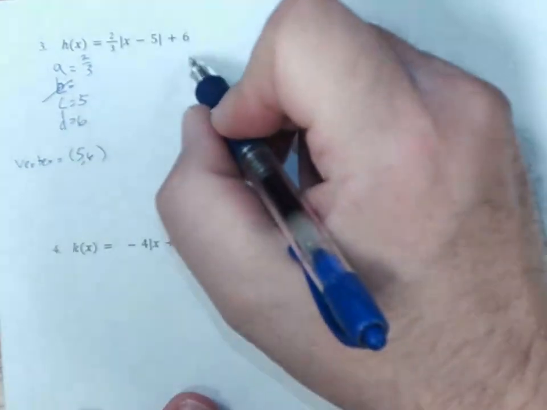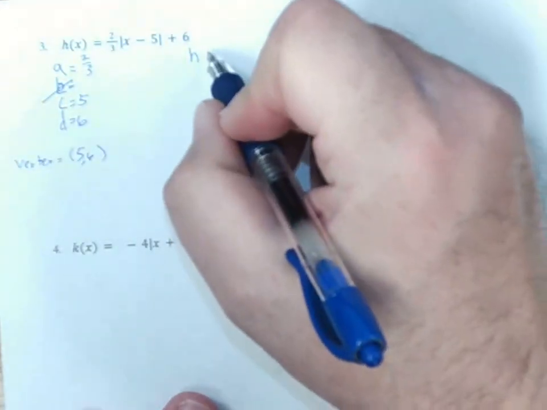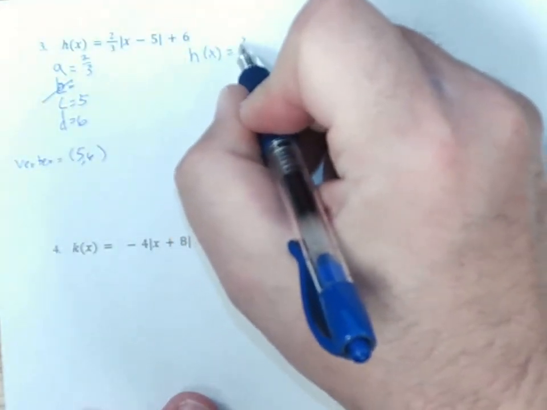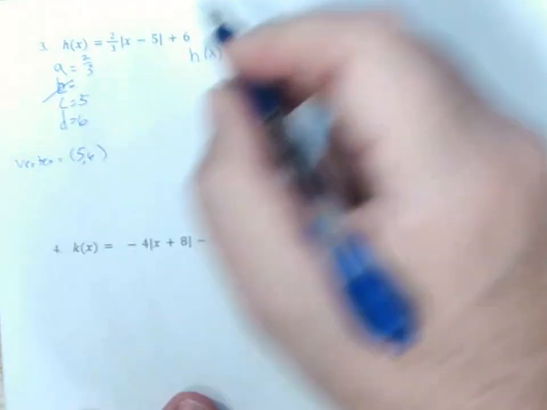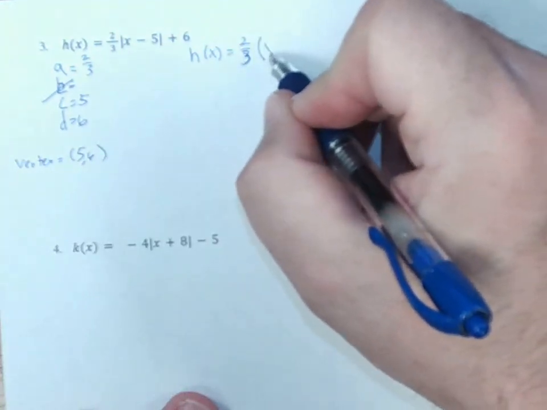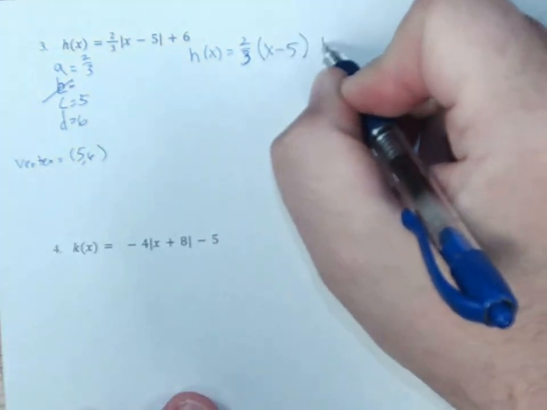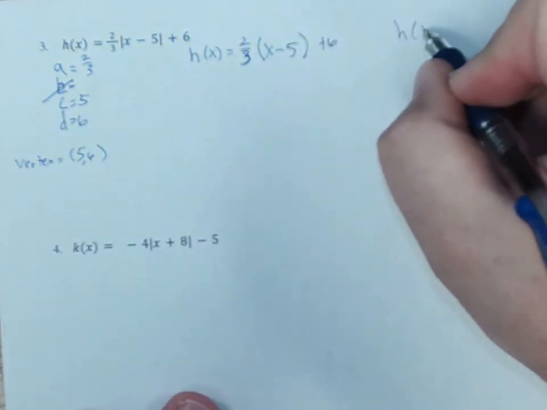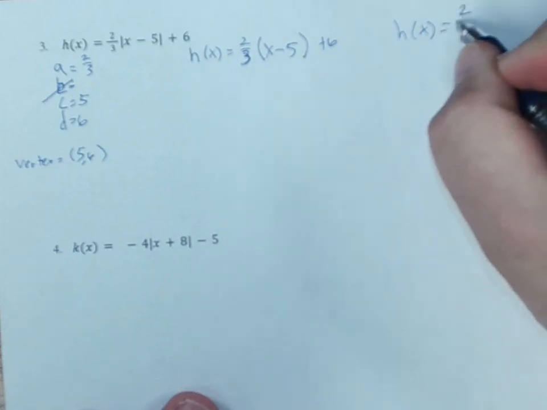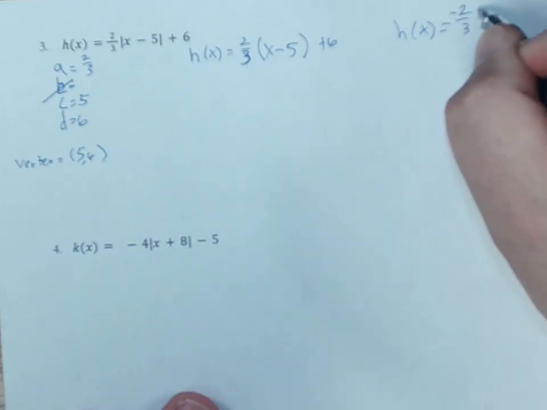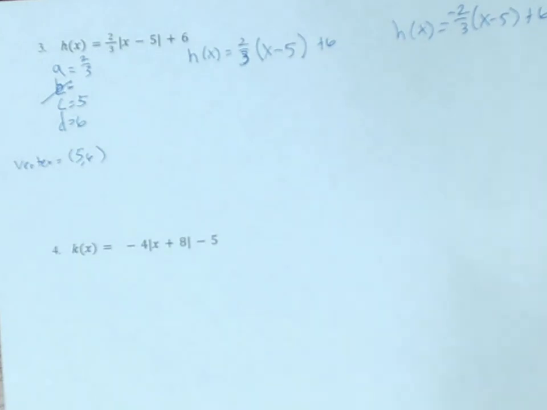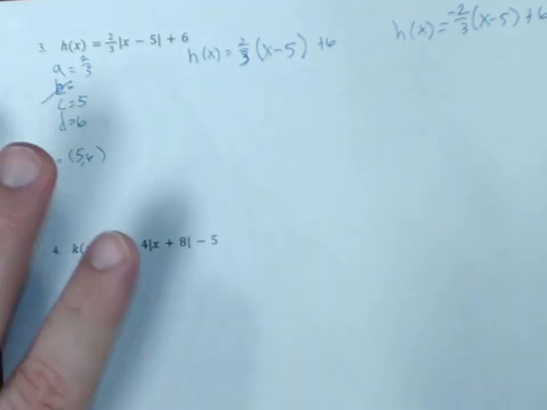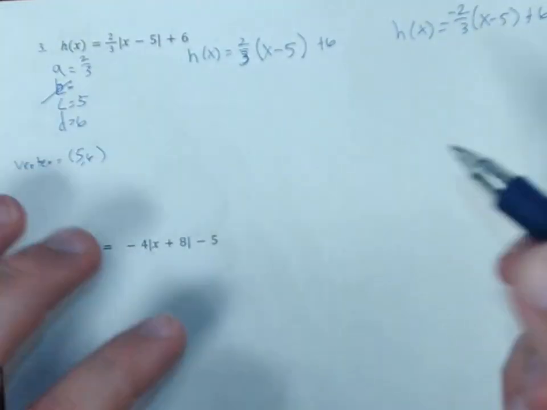Now let's split it up into our two equations. So we've got h of x equals 2/3 times, and instead of absolute value, we do parentheses, right? x minus 5 plus 6, and then the other one would be h of x equals -2/3, I'm sorry, times x minus 5 plus 6. Cool. And then we follow PEMDAS.